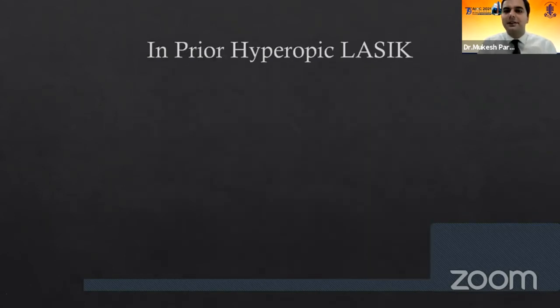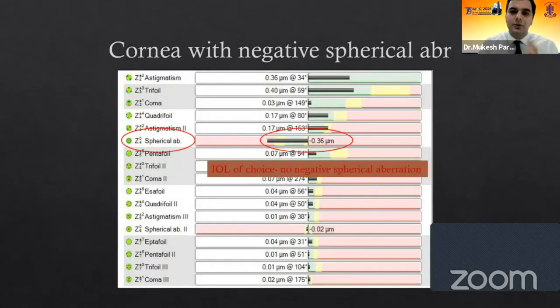What happens in cases of a hyperopic LASIK? Well, these are the patients who usually have aberration on the negative side, as I told you. The choice of IOL would be either a positive spherical aberration IOL or at least an aberration-neutral IOL.